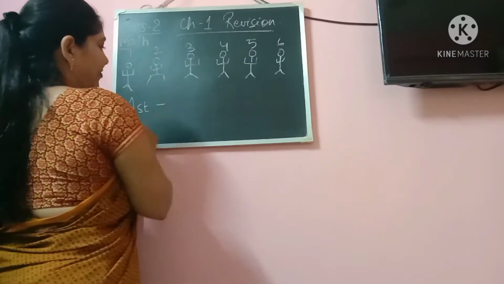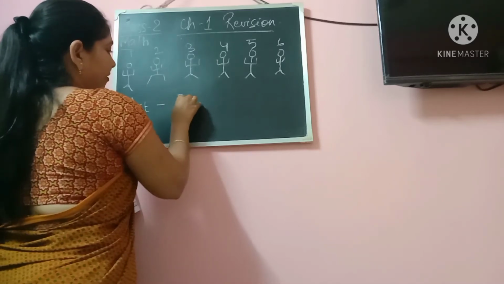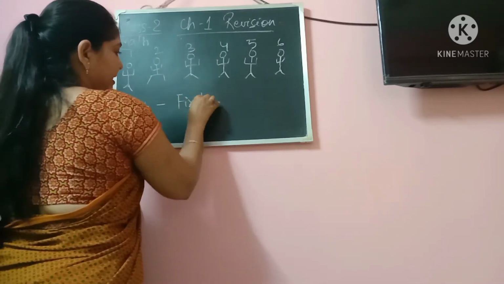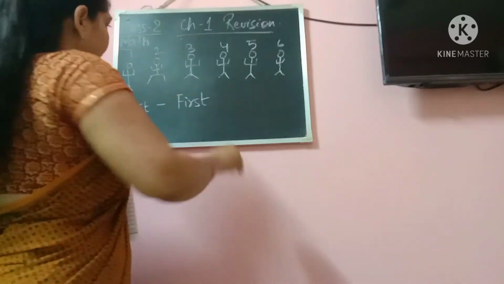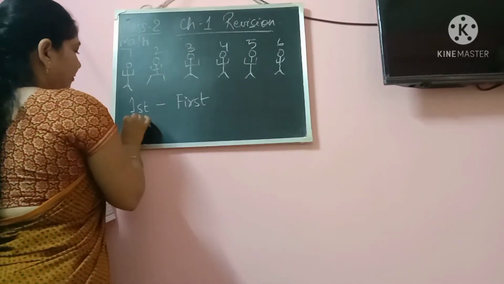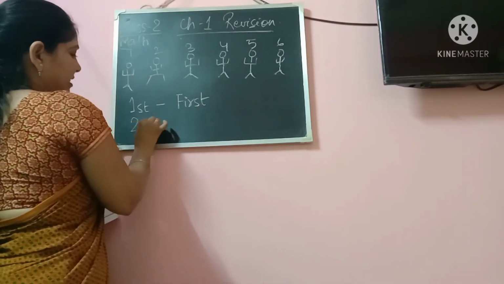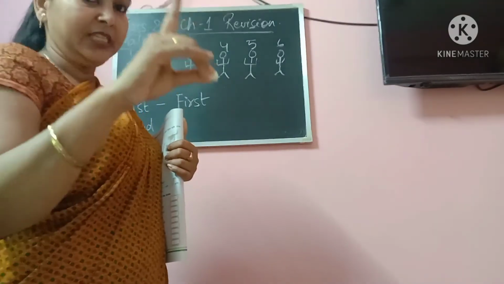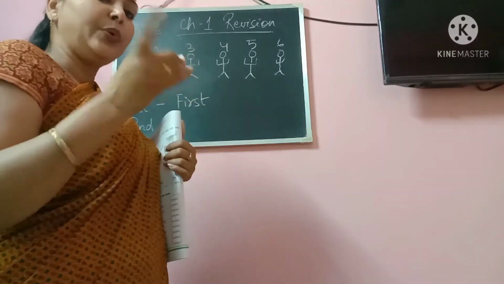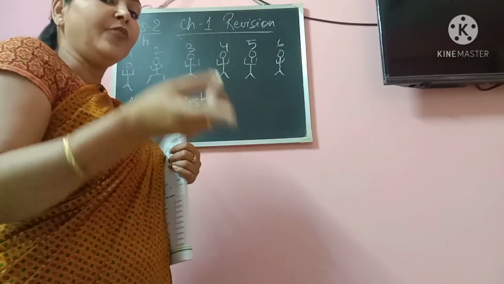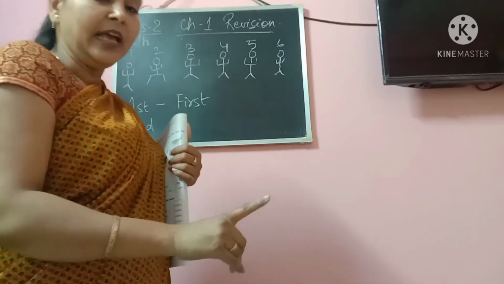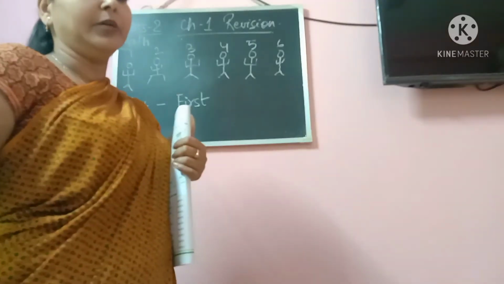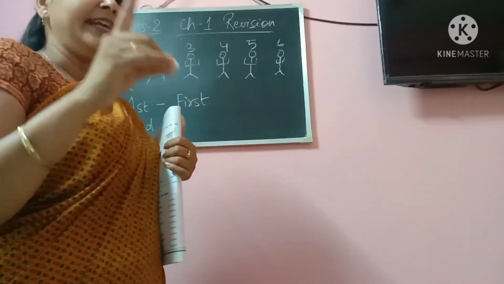Like in spellings, if we have to write, we will write FIRST, first. Now the second one, we write in numbers 2ND. We add ND. For first we add ST, for 2 we add ND, and for 3 we add RD, and for the rest of the numbers we add TH.